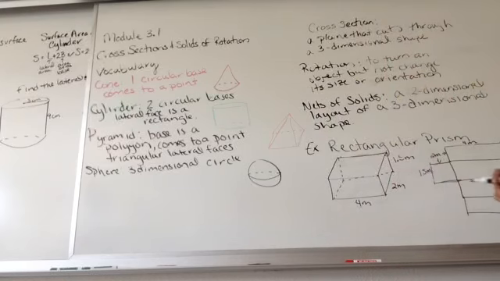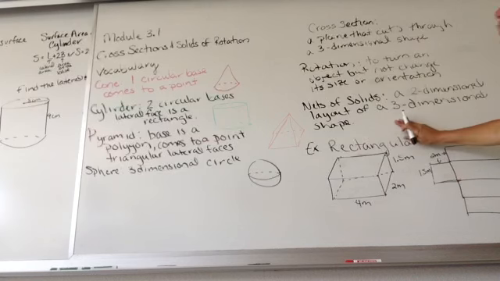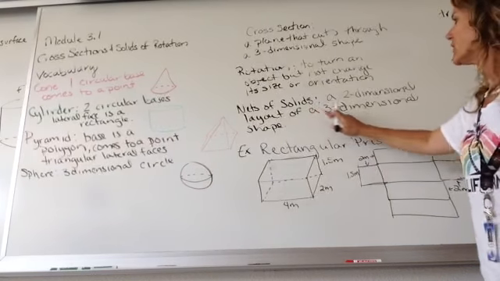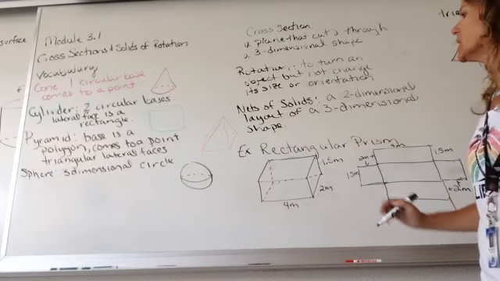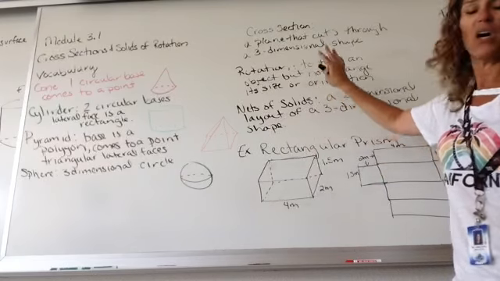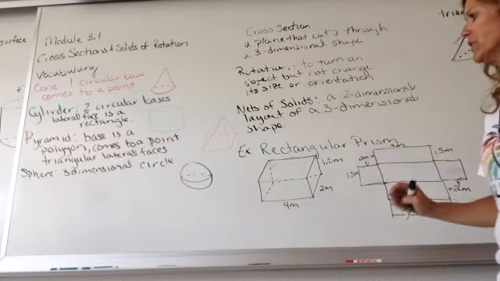We have rotation, to turn an object, but not to change its size or orientation. We have vignettes of solids, a two-dimensional layout of a three-dimensional shape. Please take a moment, pause this, write down these three vocabulary.